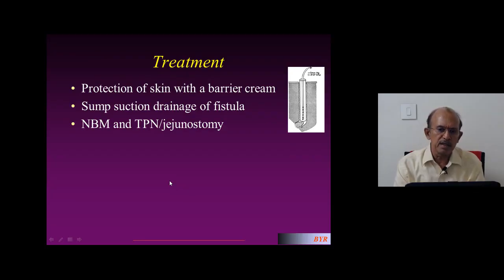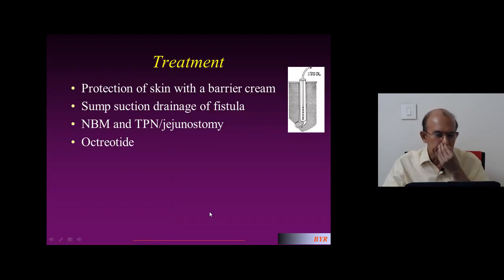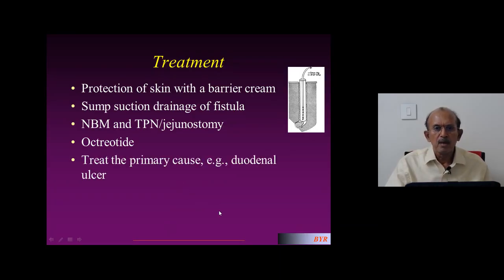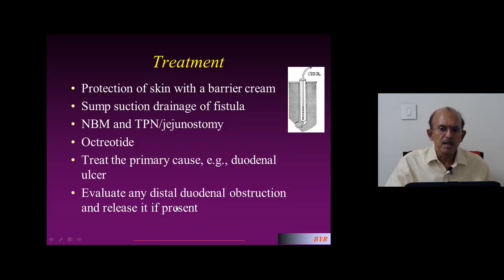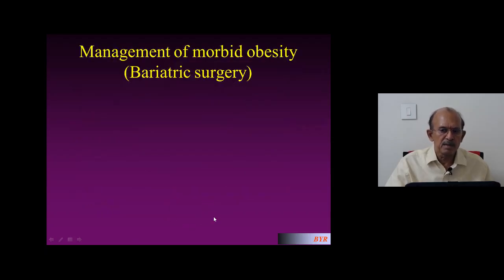Once you give rest to the stomach and proximal duodenum by jejunostomy feeding, or by nothing by mouth and total parenteral nutrition, for about a week or two weeks, the fistula will close. Octreotide can be given to suppress the secretions. Treat the primary cause; if a duodenal ulcer is there, you must treat it. Evaluate for any distal duodenal obstruction and release it if present. So this completes the topic on the stomach and duodenum.